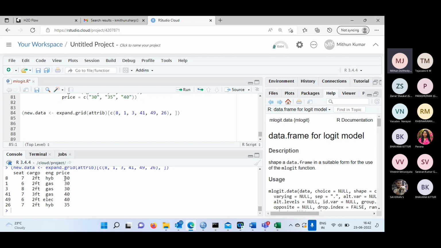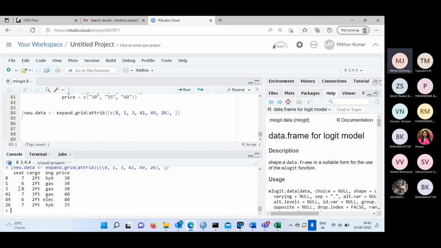Let's say I'm hellbent that my competitors basically do not have this combination of features. So they have asked me to inspect if a car has 7-seater with 2 feet cargo, hybrid engine type, and 30,000 is its price, what is the expected market share? Is it better or lesser than another combination? Let's say this is just record number 3. Randomly, it has just generated record number 8, record number 1, 3.